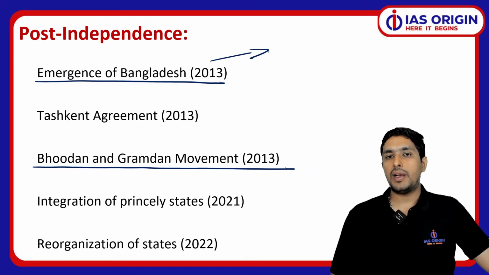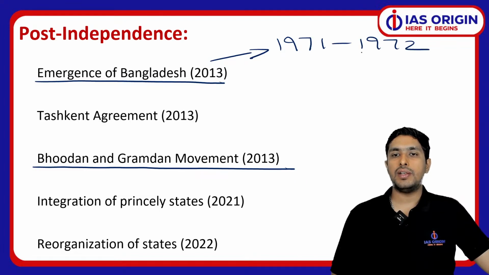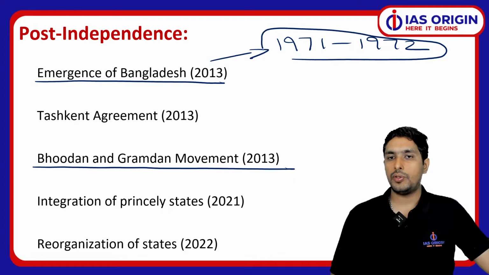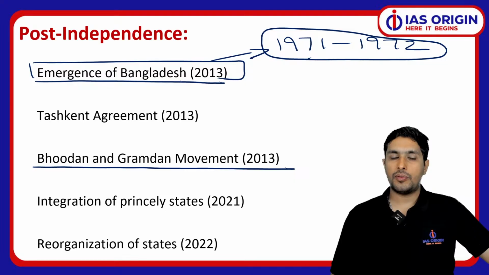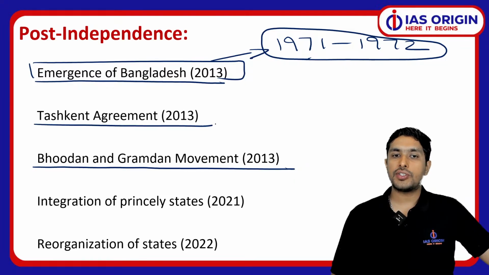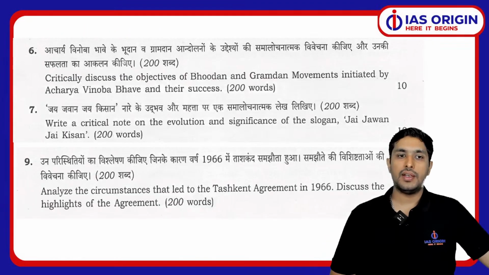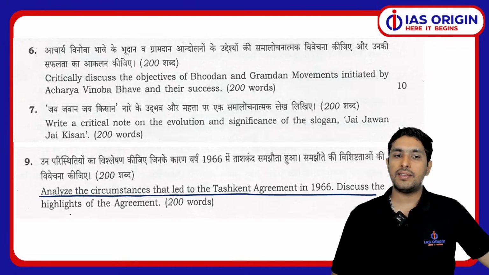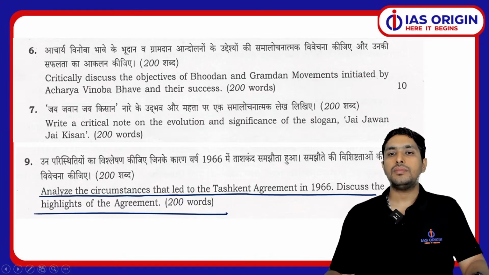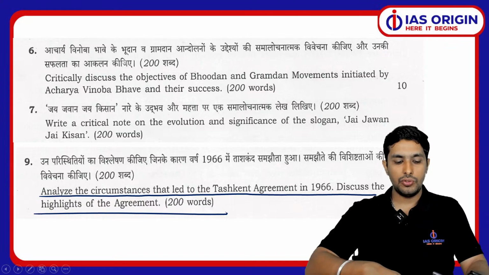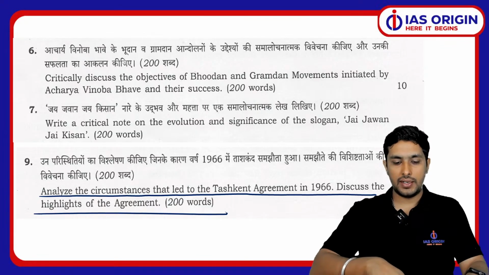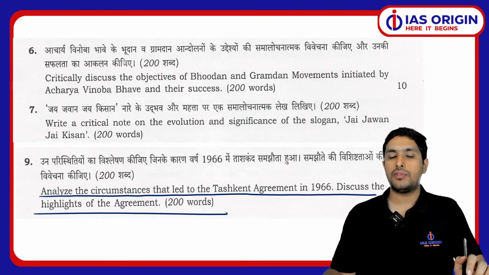So when we talk about the Bangladesh liberation, now 1971-72 is a very crucial year in that. So you should be knowing about that. Then if you read about that, that is important. In 2013, we also had the question on Tashkent Agreement. So it was a question like this, that analyze the circumstance led to the Tashkent Agreement 1966. Since the Tashkent Agreement has been asked, which certainly is very much important, so you should be having a proper idea about the Shimla Agreement also, है ना?